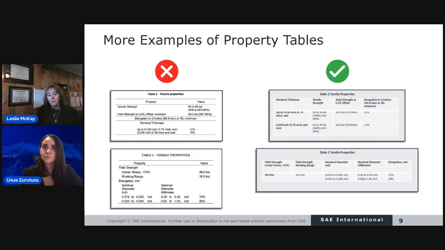Some more examples of property tables are here. As you'll see, especially in the table on the bottom left, it's almost like 2 tables were merged into one for this one. And it's really best to keep your tables as simple as possible. And I'll be reiterating this later also. But spreading this out, making sure, again, striving so that you have one data value where possible in each cell.